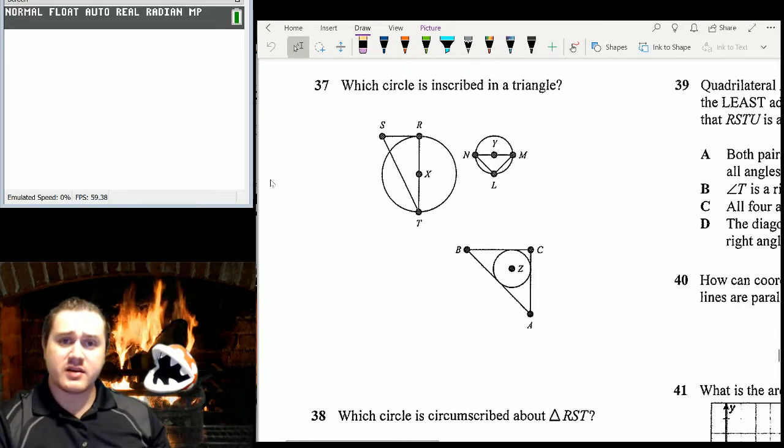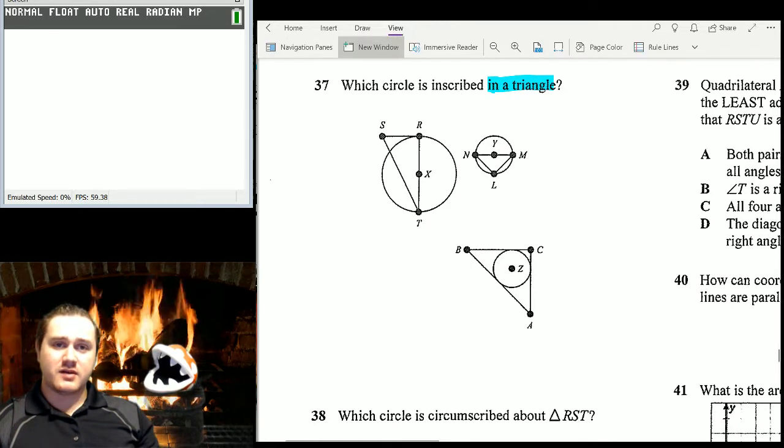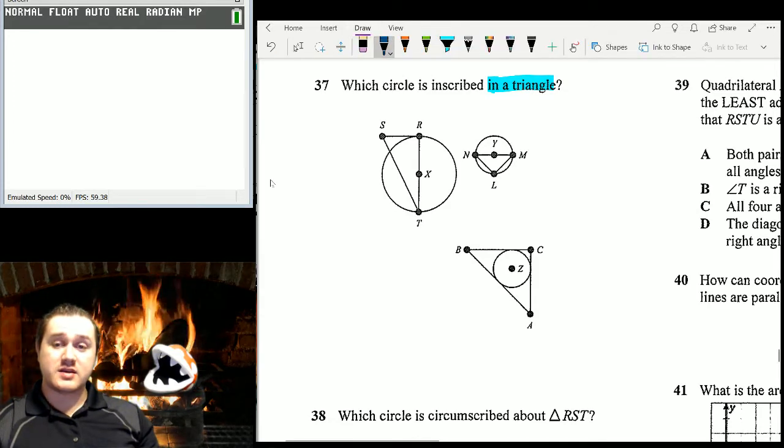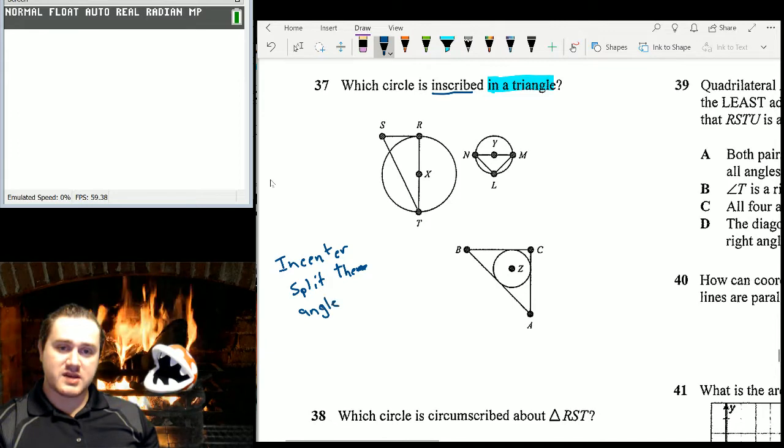It says, which circle is inscribed in a triangle? This one actually gives you a very good clue when it says "in a triangle." Inscribed goes with the same thing that we talked about with the incenter. If you remember, the incenter split the angles and was congruent to the sides.